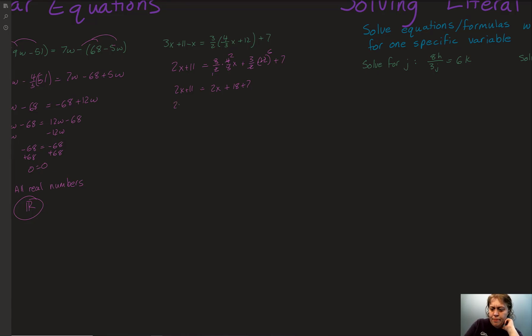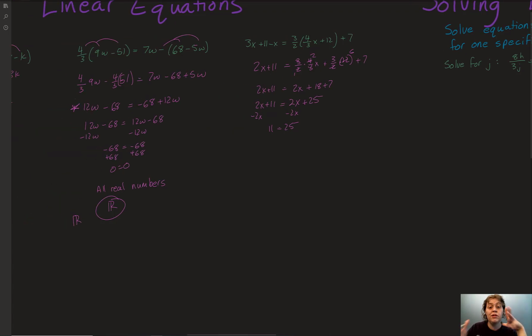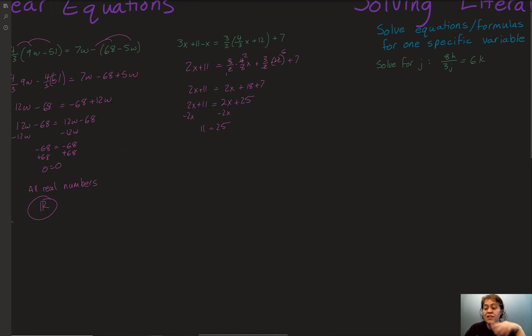Uh-oh. This looks like more shenanigans. All right. Yep, we've got shenanigans. 11 equals 25. Does 11 equal 25? No. 11 does not equal 25. There's no way that 11 equals 25. This is called a contradiction. The middle one is called a tautology because it's always true. This one's called a contradiction.